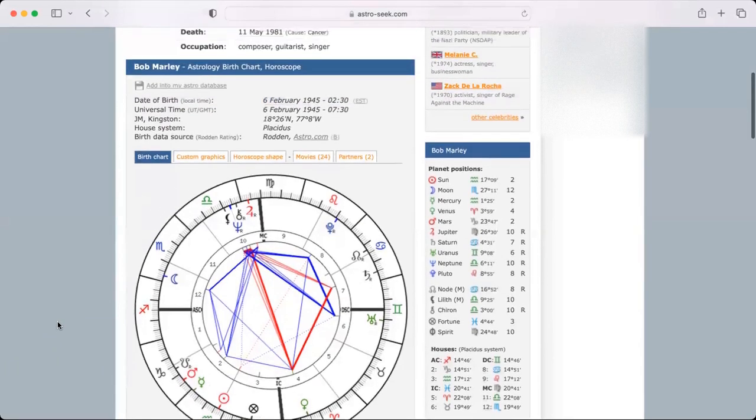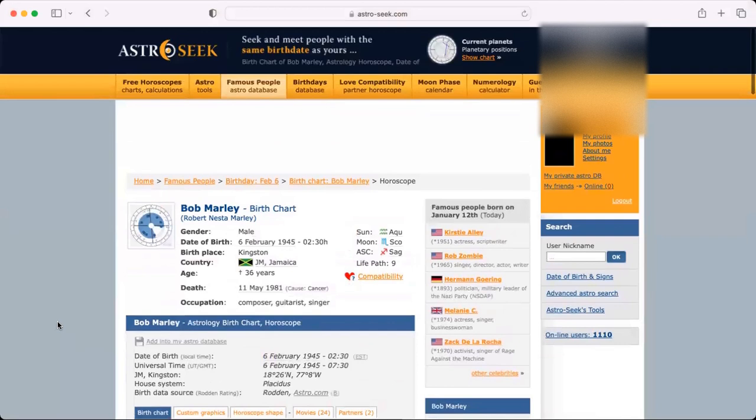So take this information, do what you will with it, apply it to your chart, see if it resonates with the people around you and look at their charts. And it should resonate.